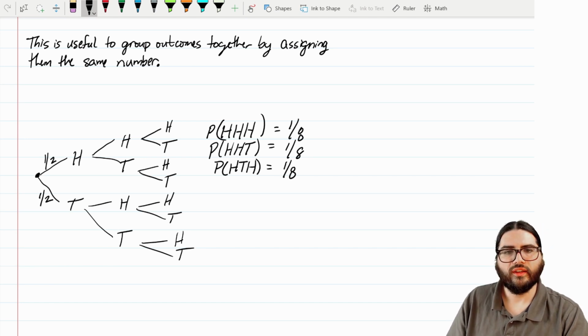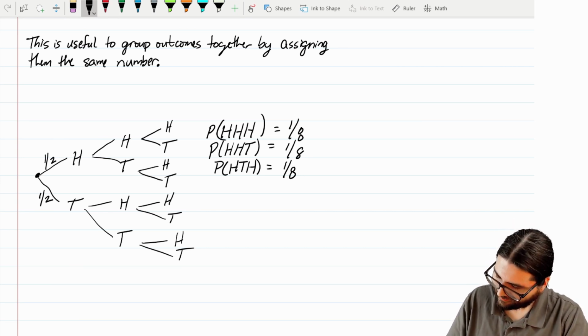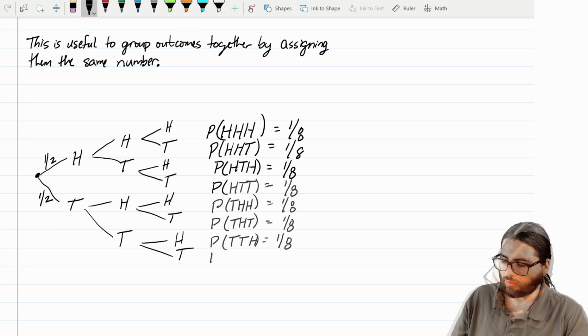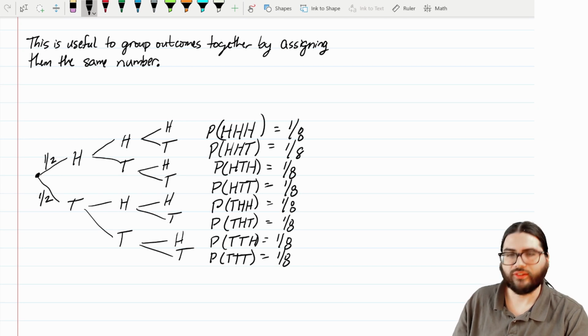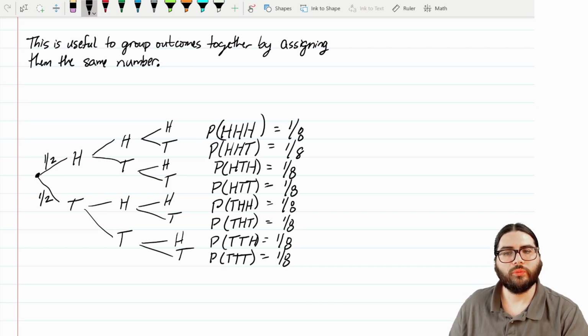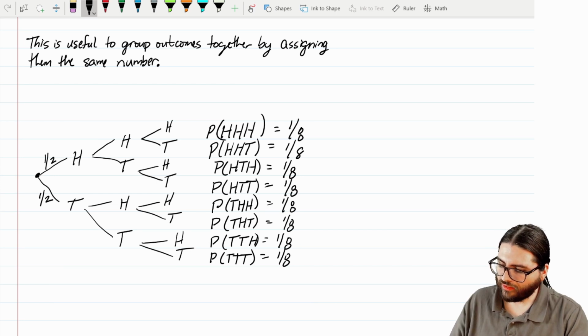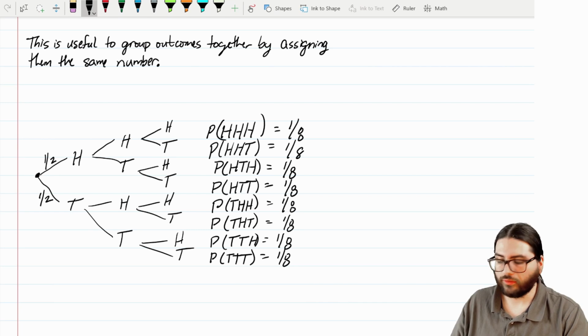1/8. And I'm just going to skip ahead to the end now because I don't want to make you watch me write all 8 of these. The probability of tails, tails, tails is 1/8. All 8 possibilities, all 8 outcomes in this sample space, flipping 3 coins. Again, all 8 of these outcomes are equally likely, 1/8.